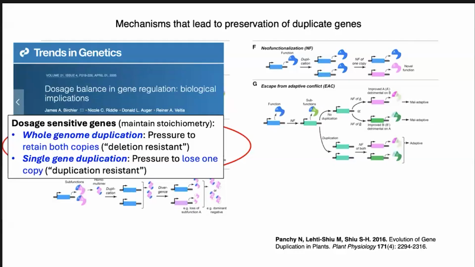And here people have seen a difference between whole genome duplication where pressure is to retain both copies, because if you lose only one copy, you may change the balance of the stoichiometry across the entire interacting network. Everything else is retained at a level, but you've lost now one of the members that's contributing to that. And that's not good. So these are deletion resistant genes. Whereas for single gene duplications, there's pressure to lose a gene that is duplicated because, again, you'll change the stoichiometry.